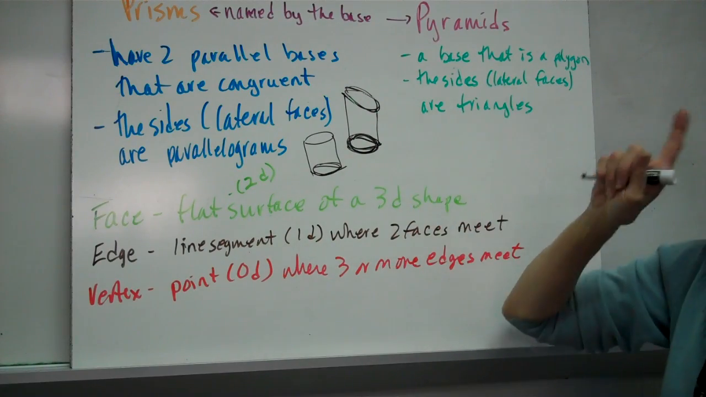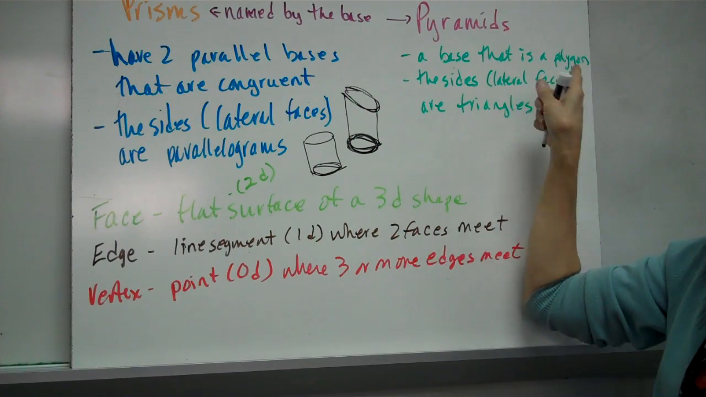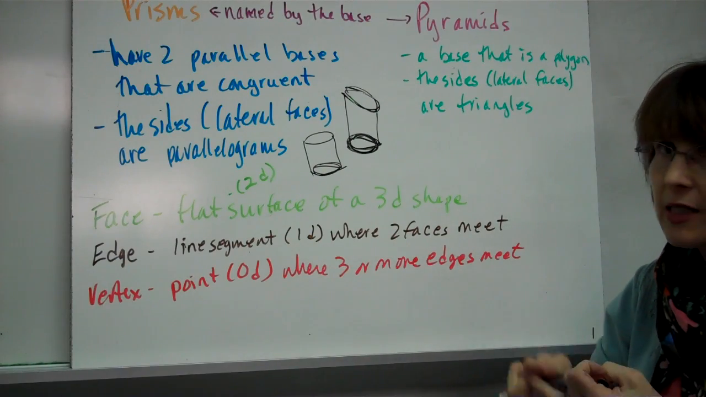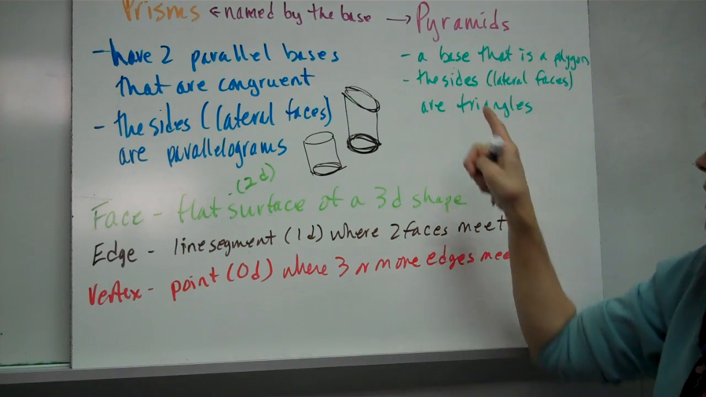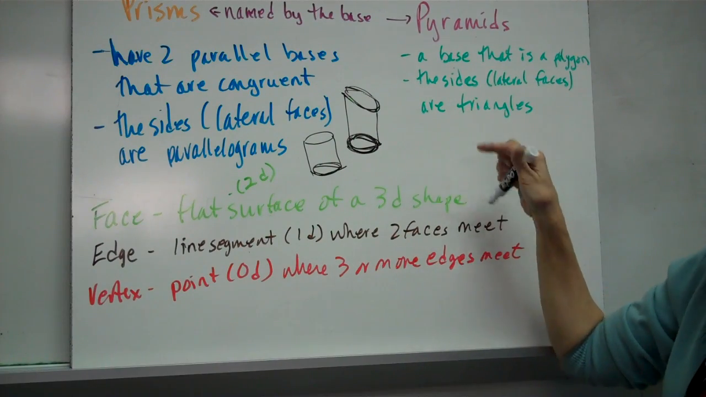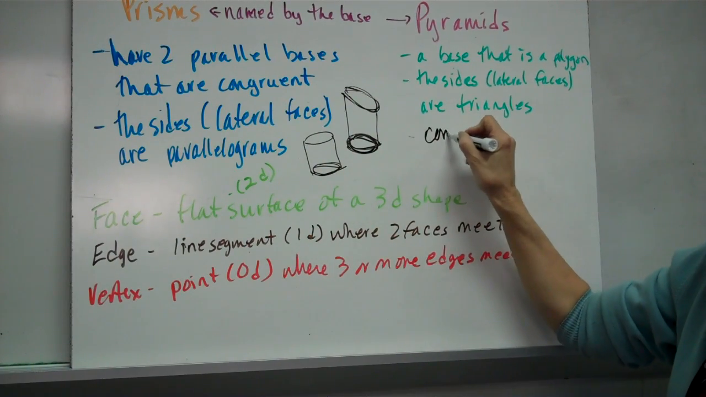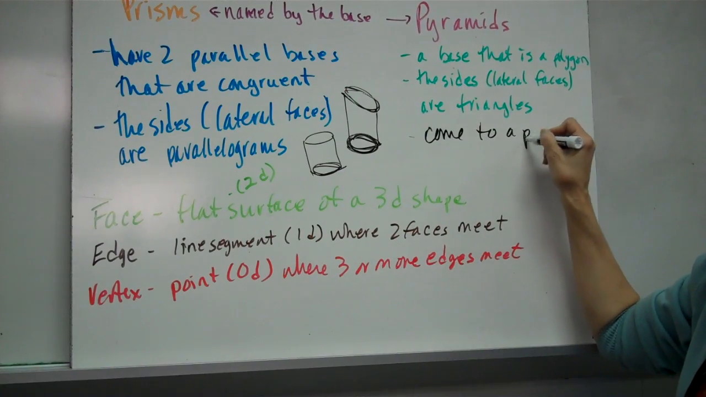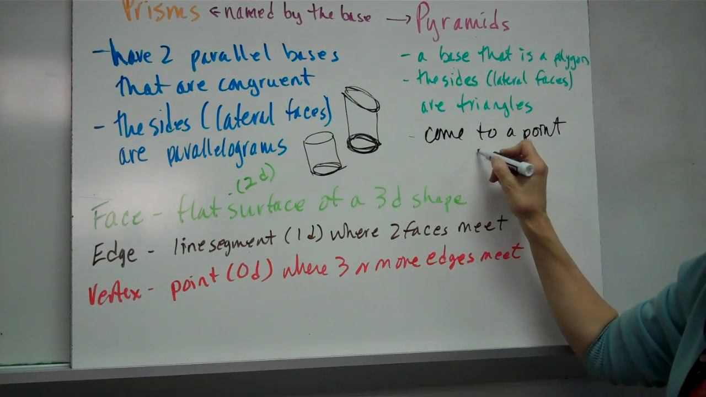Pyramids have just one base, and that's usually a polygon of some sort, like a pentagon, hexagon, circle, some kind of polygon. And the sides, the lateral faces, are usually triangles because they come to a point. And you might want to put that in there. They come to a point, and that's what makes them a pyramid. Okay, they have to come to a point.